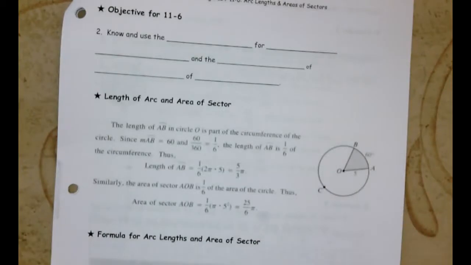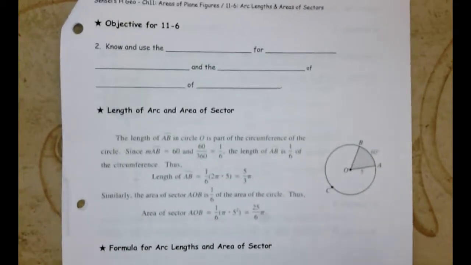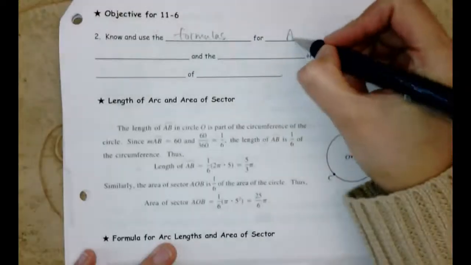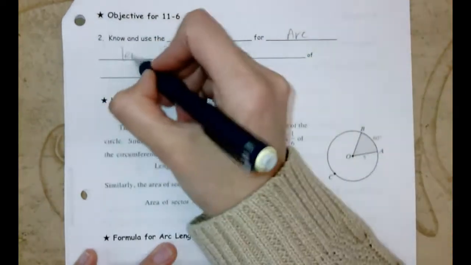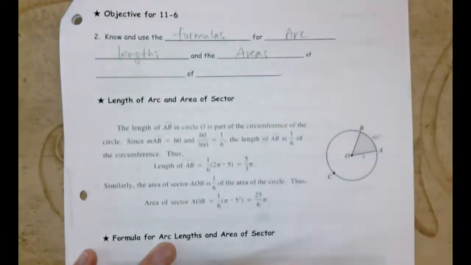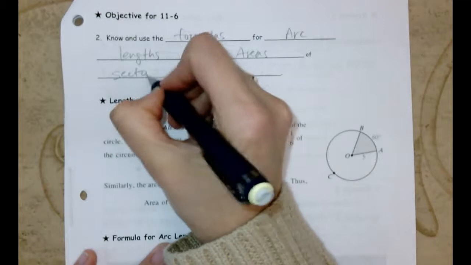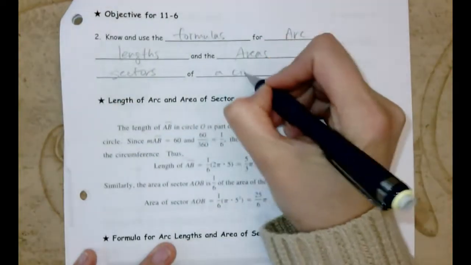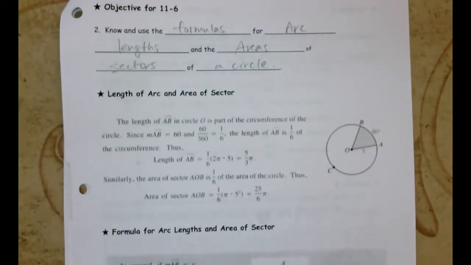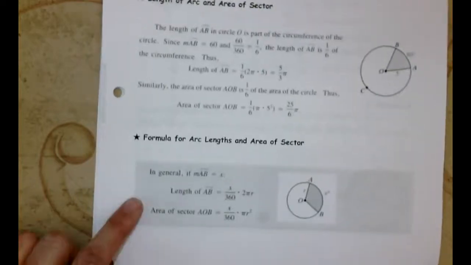So the objective for this section is to know and use the formulas for arc length and the areas of sectors of a circle. Okay, so that's the objective. Length of arc and area of a sector, we kind of went over this in the warm-up. You get the idea. Formula for arc length and area of sector.